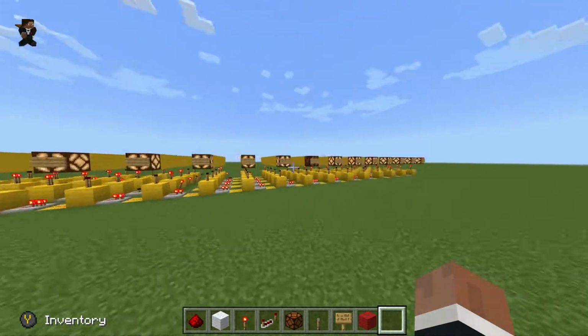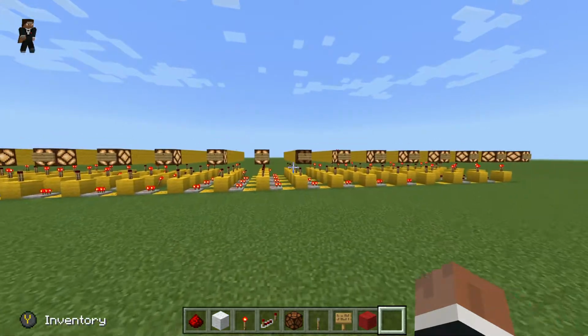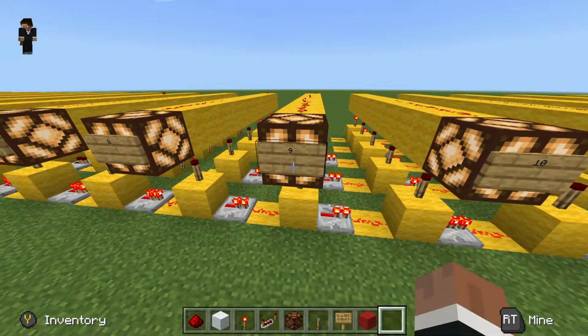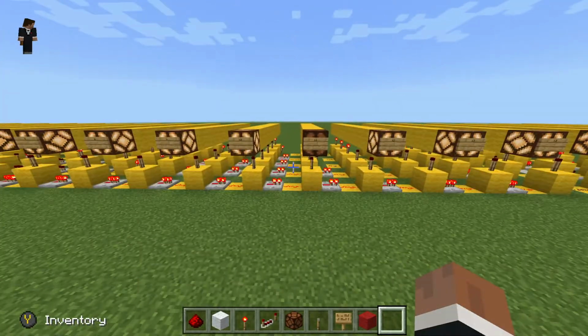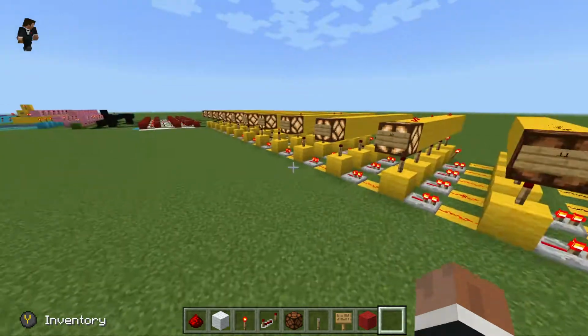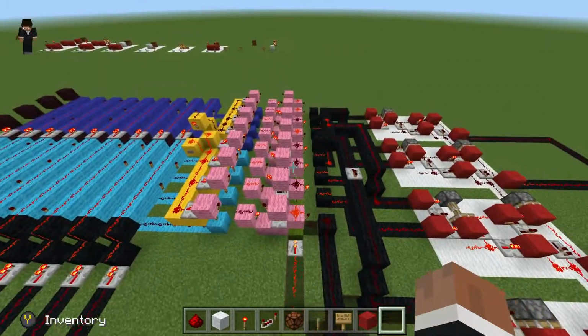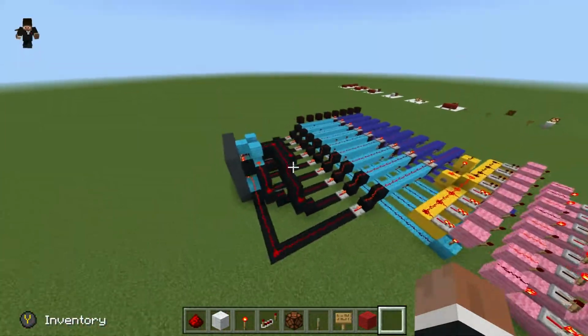And boom, here we go. 7 plus 4 is 11, and the light turns off for 11. So, yeah, all of these are signs with different numbers. They go from 0 to 18, which is the highest number you can get, which is 9 plus 9. And so, yeah, that's the calculator in action.